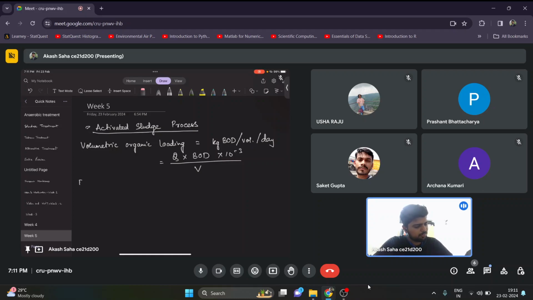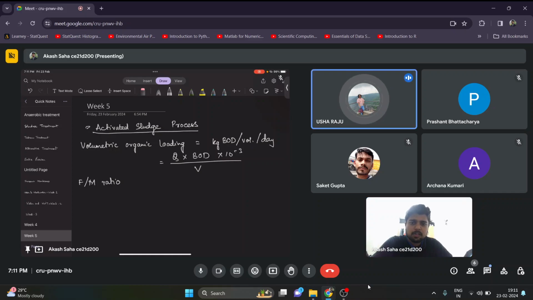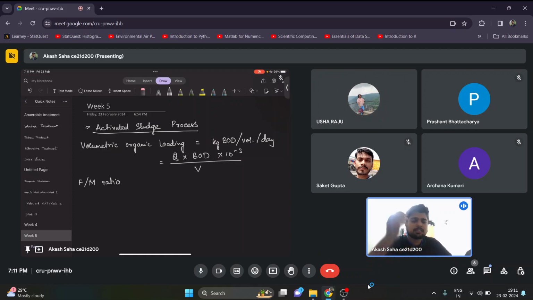And then we discussed this in the last class, the F by M ratio, which is the food to microorganism ratio. The 10 raised to minus 3 is just to convert liter to meter cube, since BOD is mostly in milligram per liter. To convert into kg, we need to divide by 10 to the power 6, and then from liter to meter cube again 10 to the power 3. So overall 10 to the power minus 3 will come. Both the things are taken into consideration.